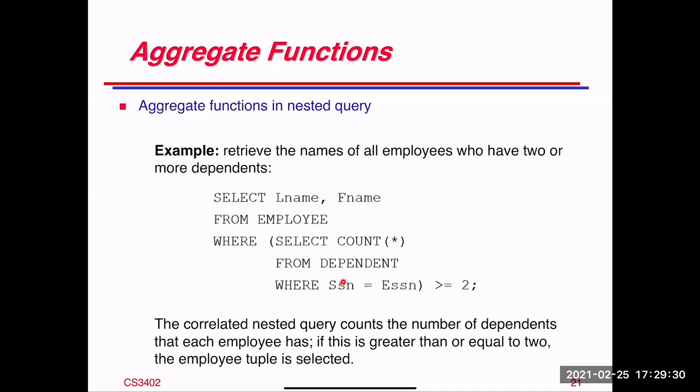And why is this a correlated query? Well, because this SSN here is an attribute from the employee table. So we're only selecting dependents that are dependents of the specific employee that we're looking at. Again, since this is a correlated query, you can think of it as this nested query being executed for each tuple in our employee table.